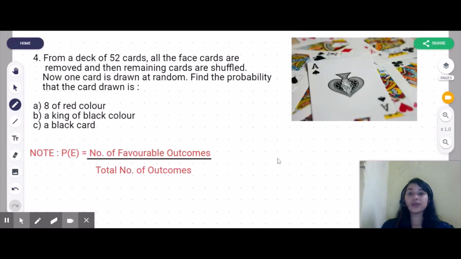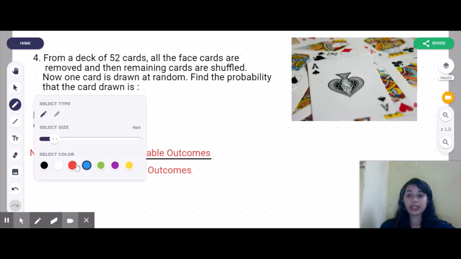From a deck of 52 cards, all the face cards are removed and then the remaining cards are shuffled. Now one card is drawn at random. Find the probability that the card drawn is an 8 of red color. Again, as usual, before proceeding, we have the formula here. P(E), the probability of any event, is equal to the number of favorable outcomes upon the total number of outcomes.